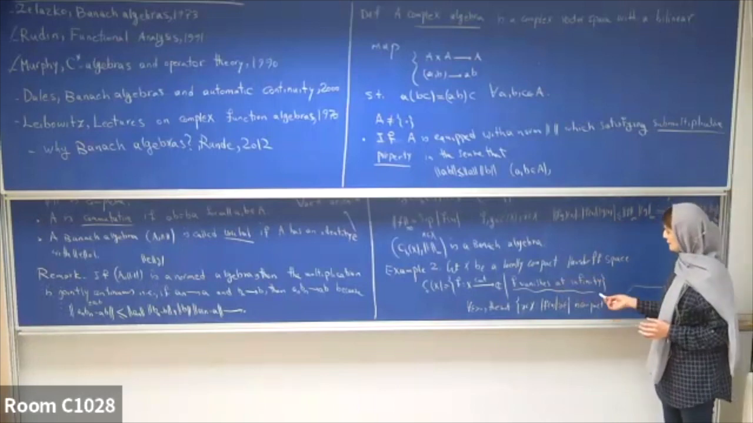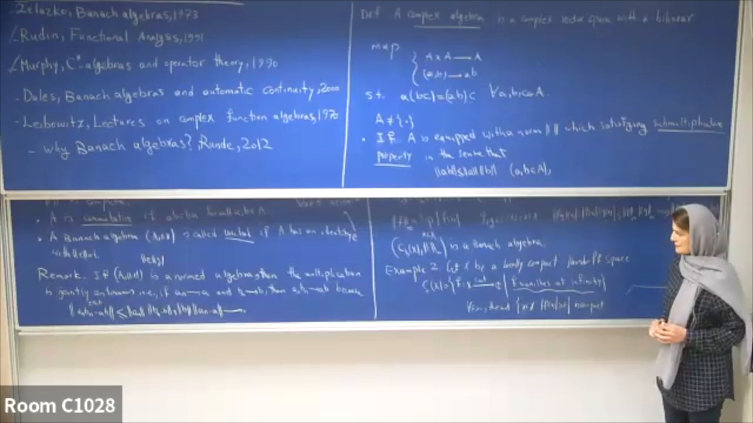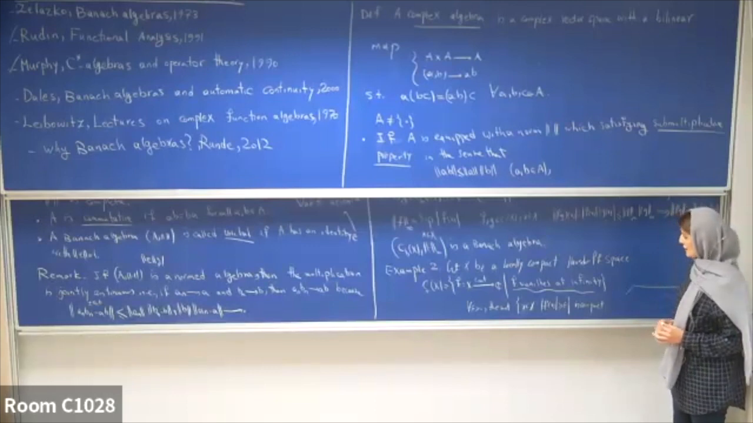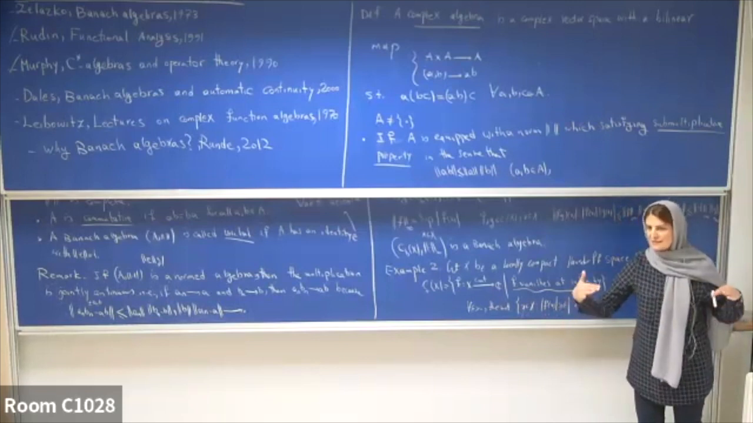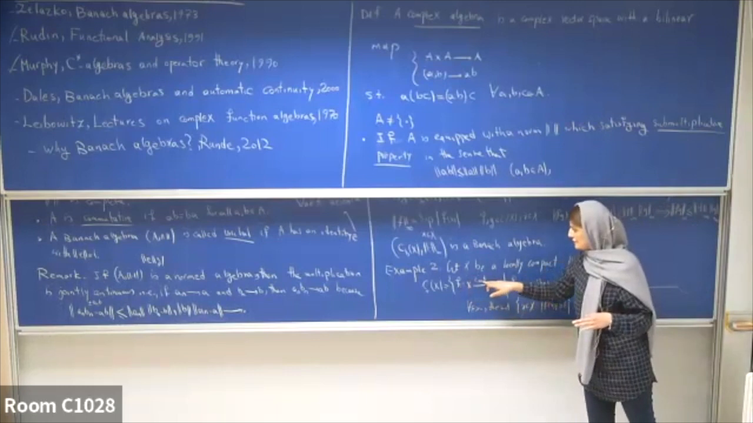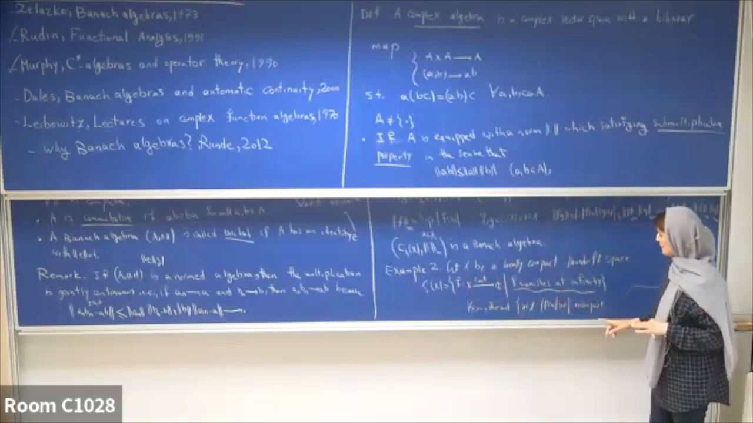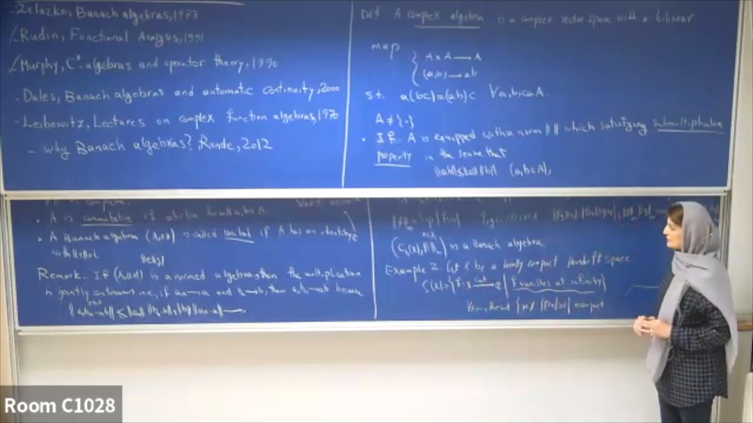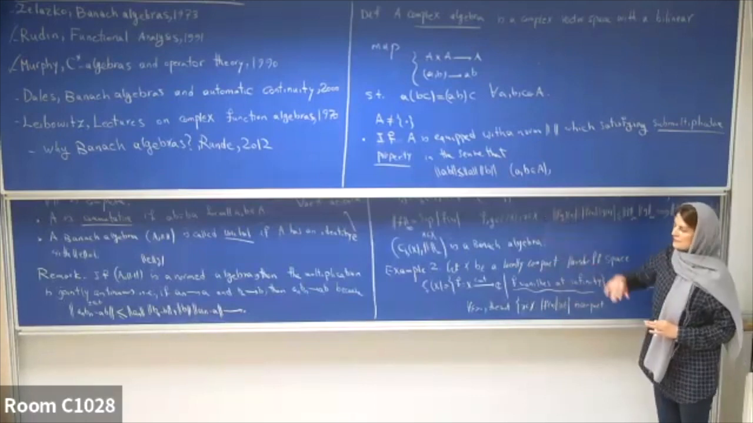Again, every function here is bounded because, for example, let epsilon be 1. There exists a compact set, and outside this compact set |f| is less than 1. And on this compact set, because of the continuity of f, we have f is bounded. There is no problem. So every function here is bounded. Actually, it's a subalgebra of CB of X.